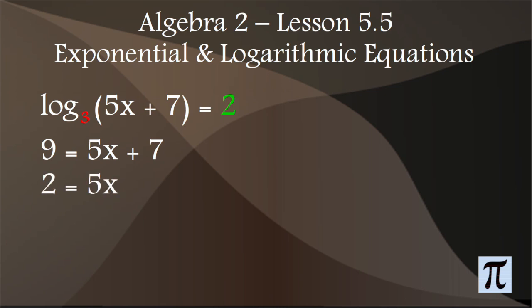If we subtract 7 from both sides, we get 2 is equal to 5x. And divide by 5, we'll get 2/5 is equal to x. And that's our answer.